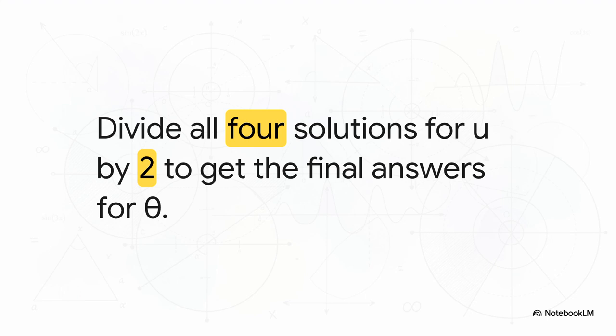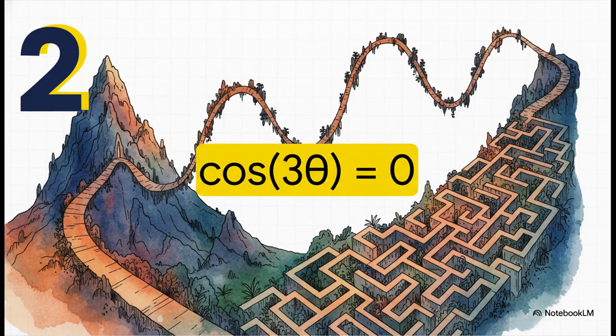We have our u values, but what we really want is theta. So we just divide every single one of those u solutions by 2. And that gives us our 4 final answers, all of which fall perfectly back into that original 0 to 2 pi interval. Feeling good? Let's up the ante a little bit.